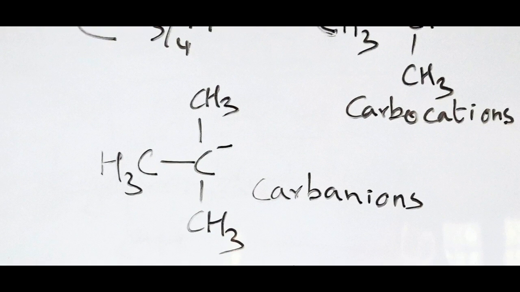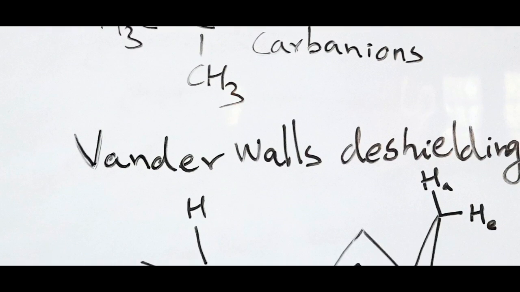Just opposite to the carbocations, we have carbanions. We have a negative charge. So the protons will experience a higher magnetic field, higher de-shielding effect. So the chemical shift value will be higher for the carbanions when compared to carbocations.